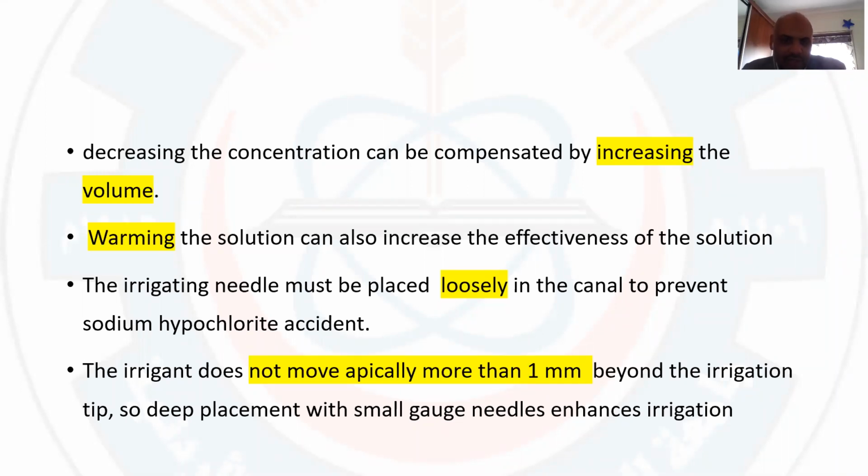Also, the irrigant normally will not move beyond the needle more than 1 millimeter. So the length where the needle should stop is important. We have to measure how much we go inside the root canal, and usually we should go up to the apical area.